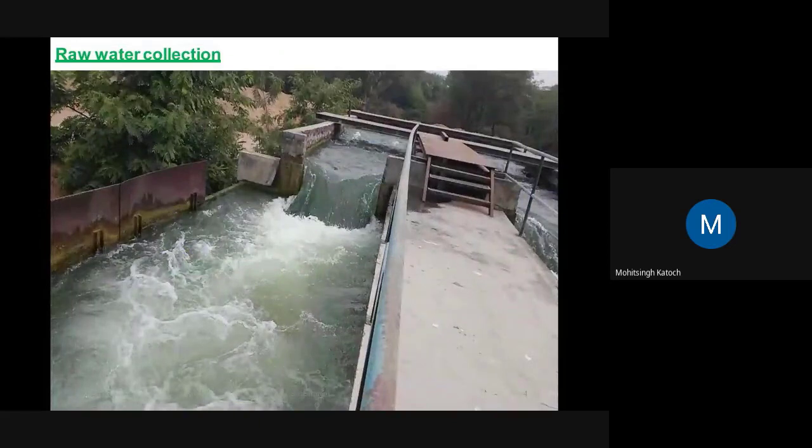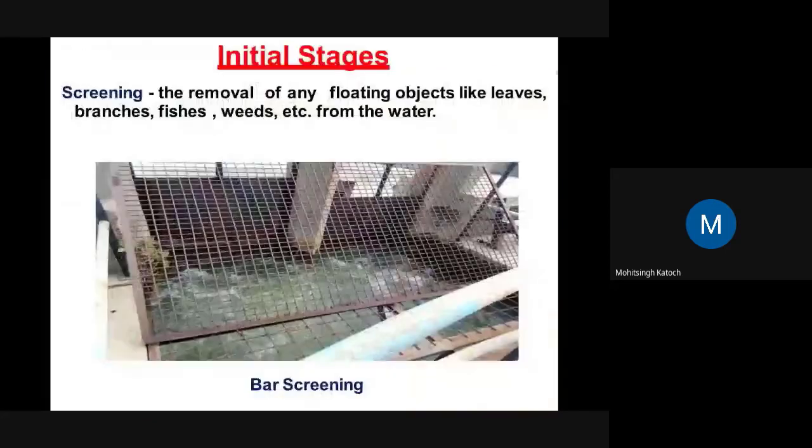So this is the raw water collection chamber. From the source, water comes into the water treatment plant through this raw water collection chamber. The initial stage is screening. The screening helps in the removal of any floating objects like leaves, branches, fishes, weeds, etc. from the raw water source. So these wire mesh bar screens help in removal of all these floating objects.